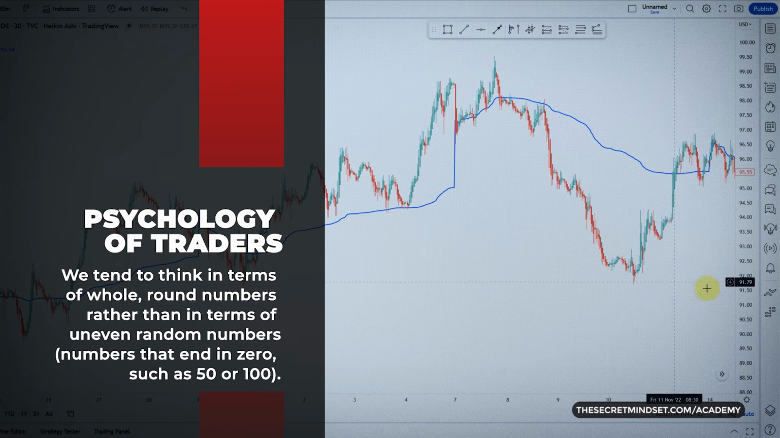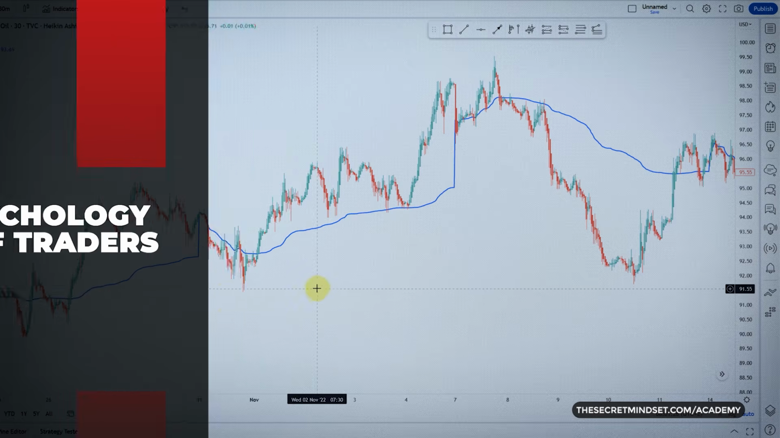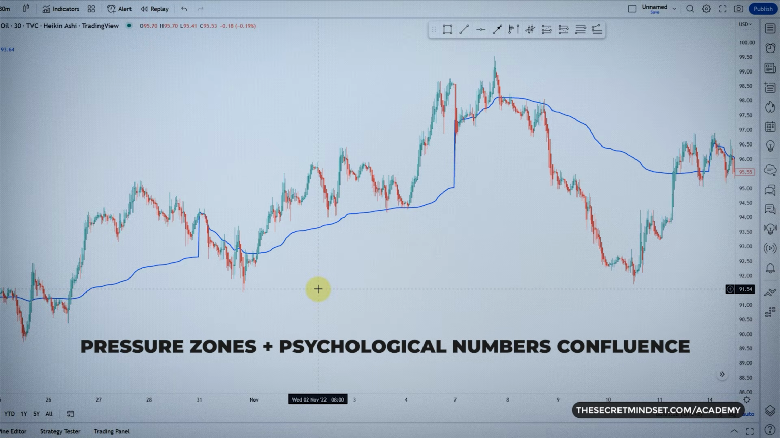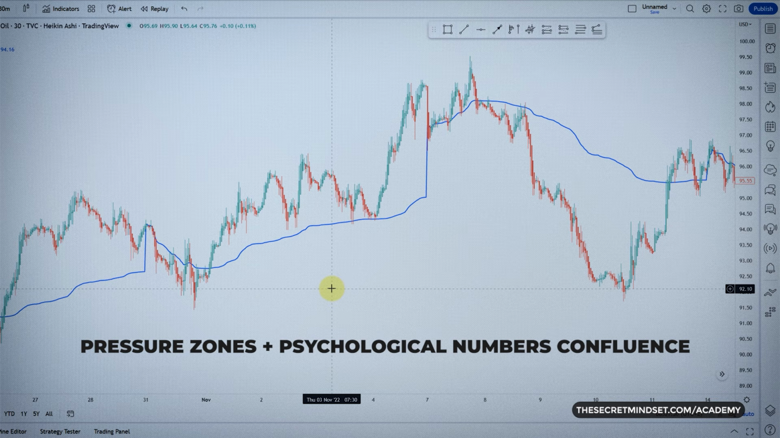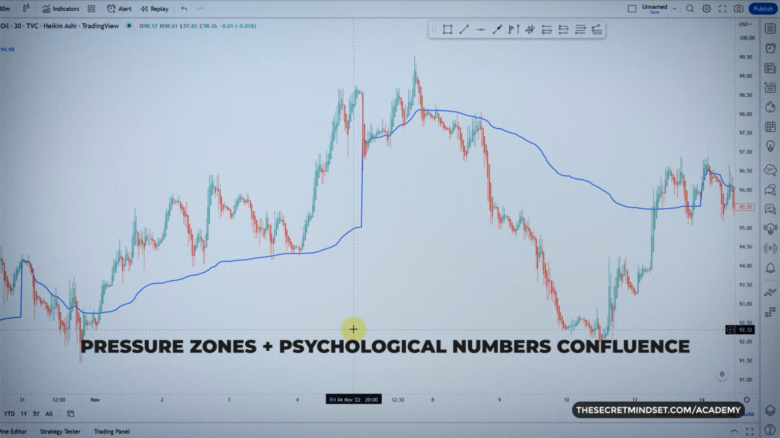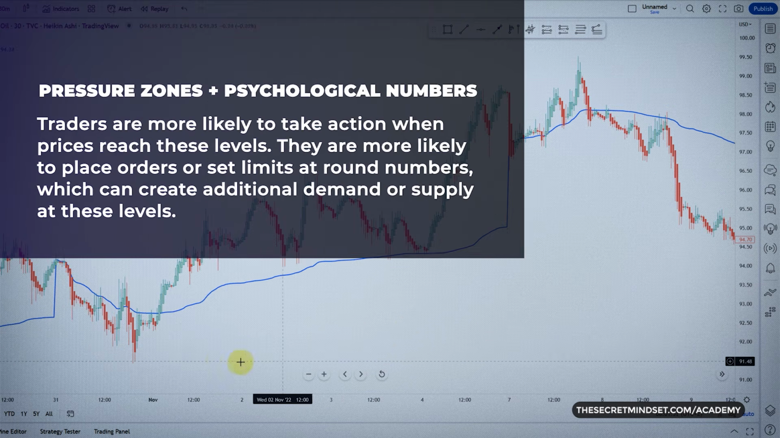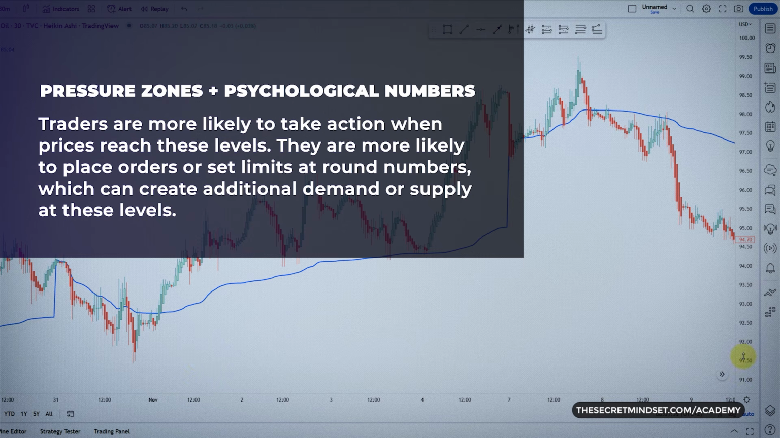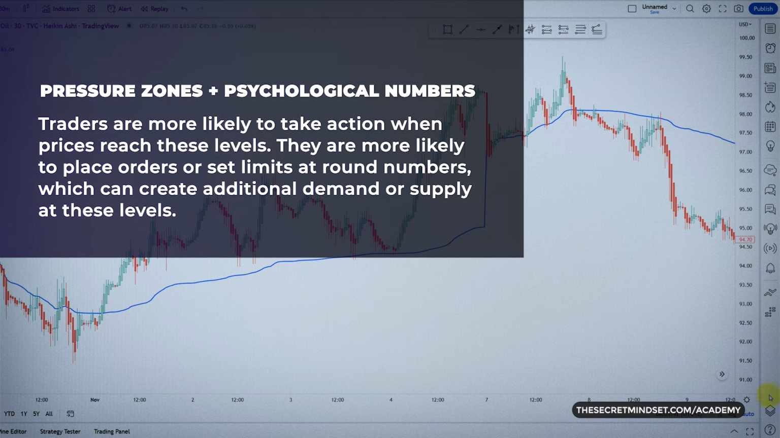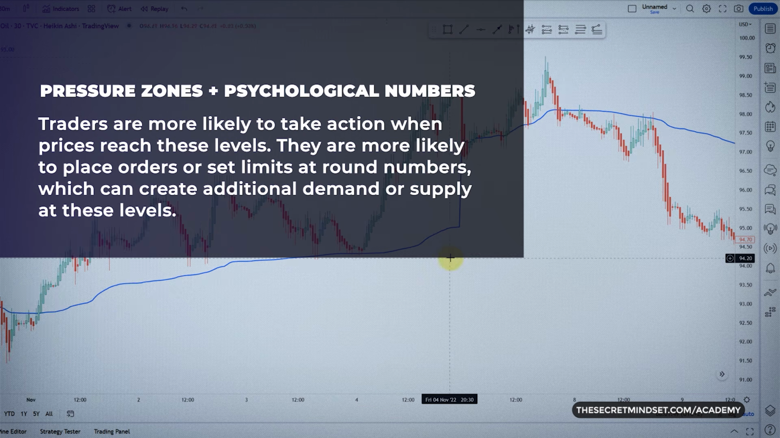Psychological numbers, also known as round numbers, are numbers that end in zero, such as 50 or 100. These levels go under the radar of many traders, but they are very important in trading because they are often used as reference points. Traders are more likely to take action when prices reach these levels. They are more likely to place orders or set limits at round numbers, which can create additional demand or supply at these levels.